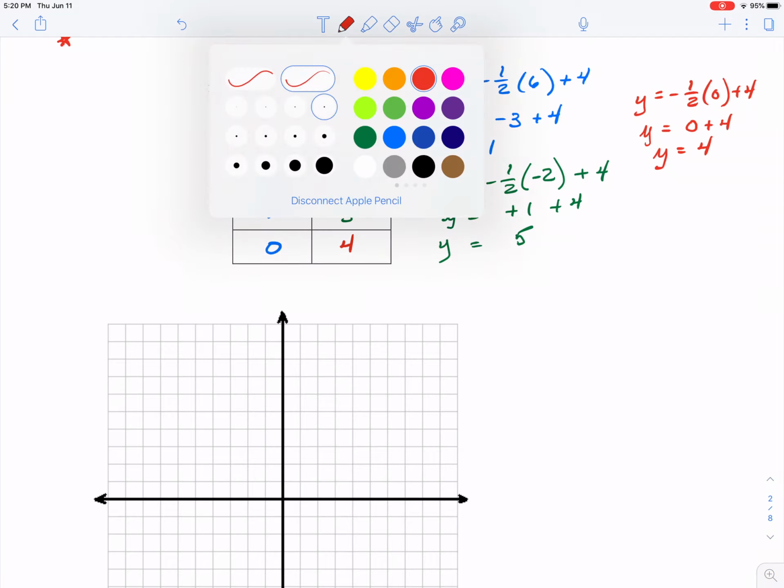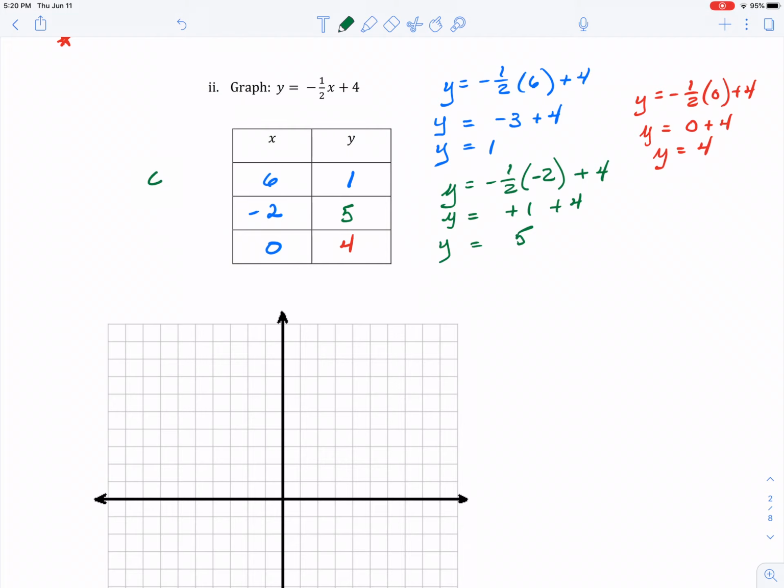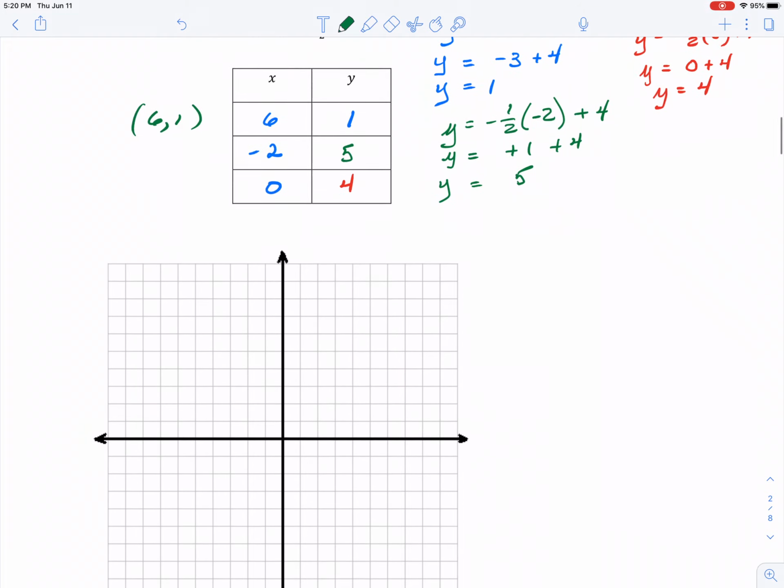So now let's go and plot our points. The first point is 6, 1. 1, 2, 3, 4, 5, 6, 1. The next point is negative 2, 5. So 2 back, 1, 2, 3, 4, 5 up.